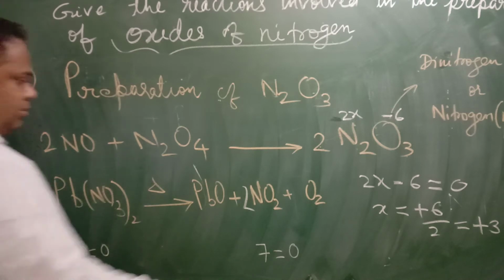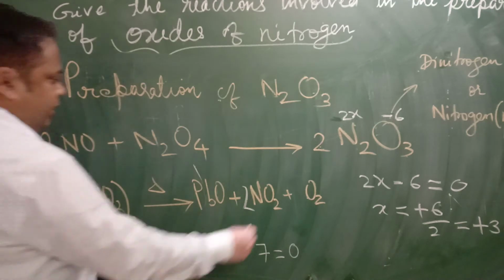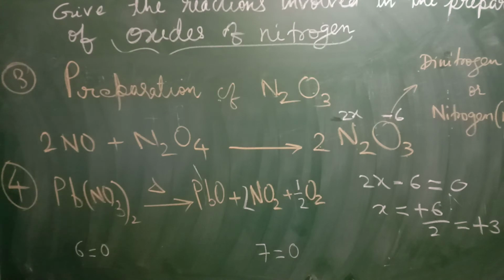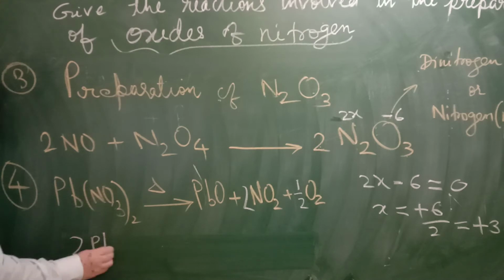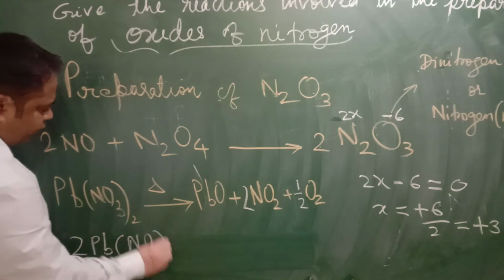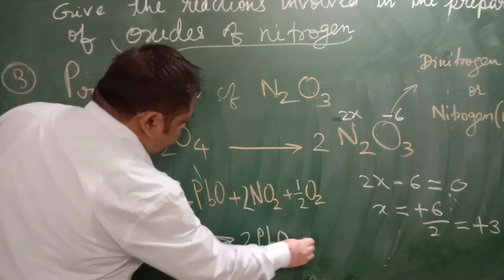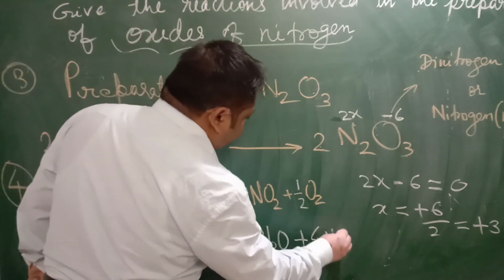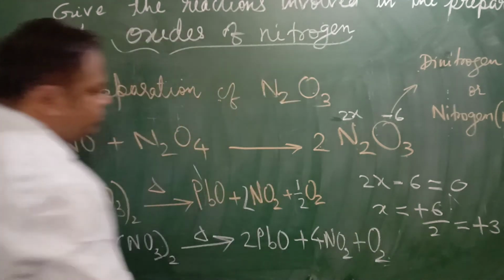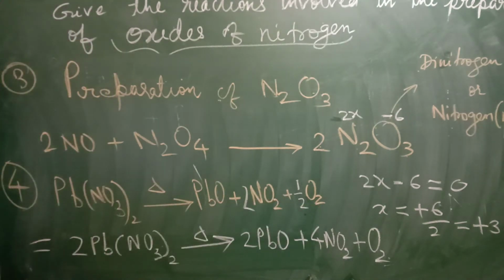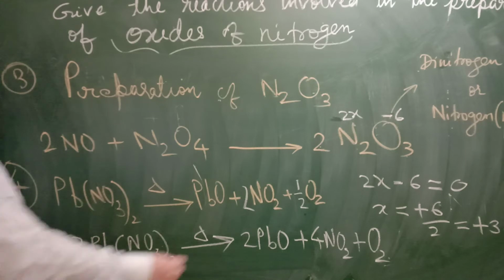So to make it 6, we can make it half. But if we make it half, then we have to multiply it throughout by 2 then. So we multiply throughout by 2, it will become 2 Pb(NO3)2, heat, 2 PbO plus 4 NO2 plus O2. Means 2 and 2 will be cancelled. If I multiply half with 2, it will become 1. So in this way we can get a balanced chemical reaction. So this was preparation of NO2 gas.